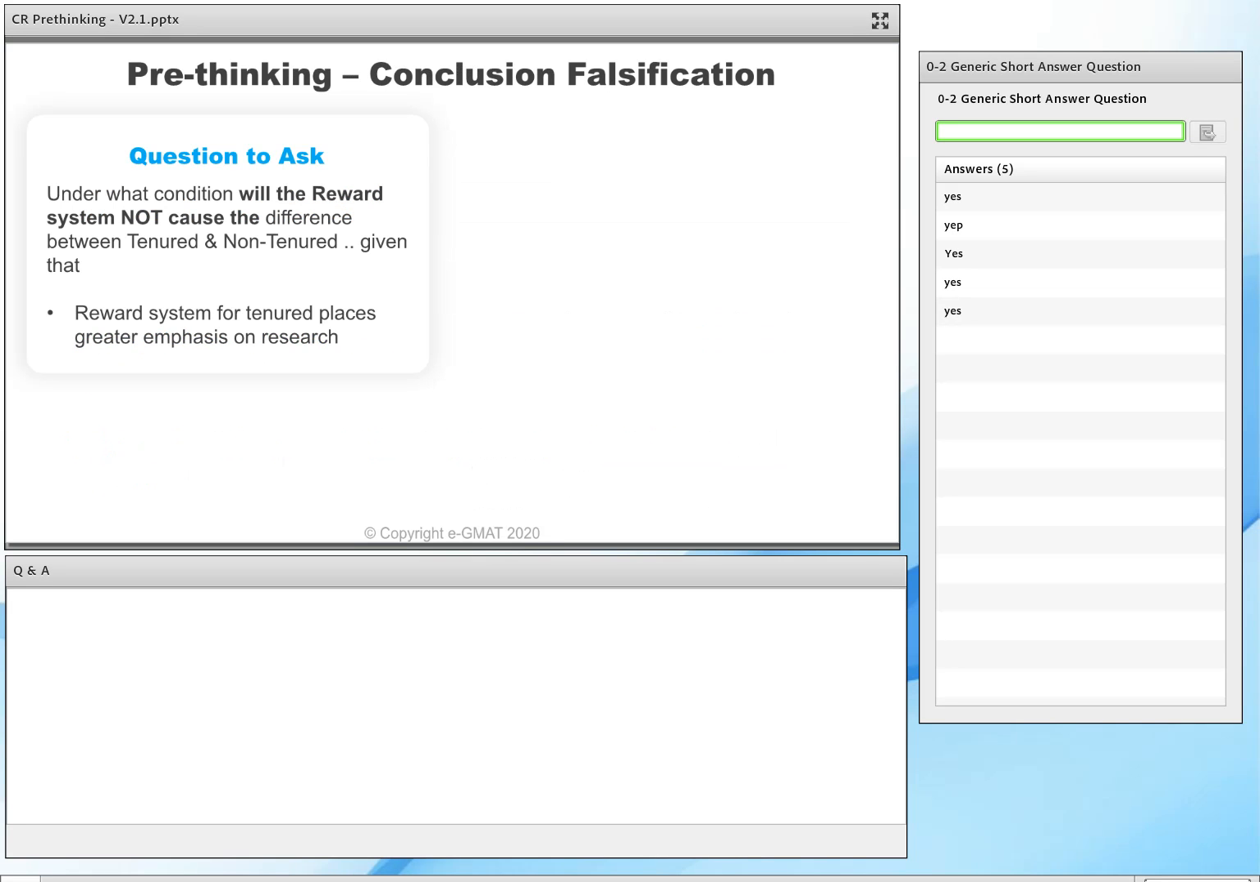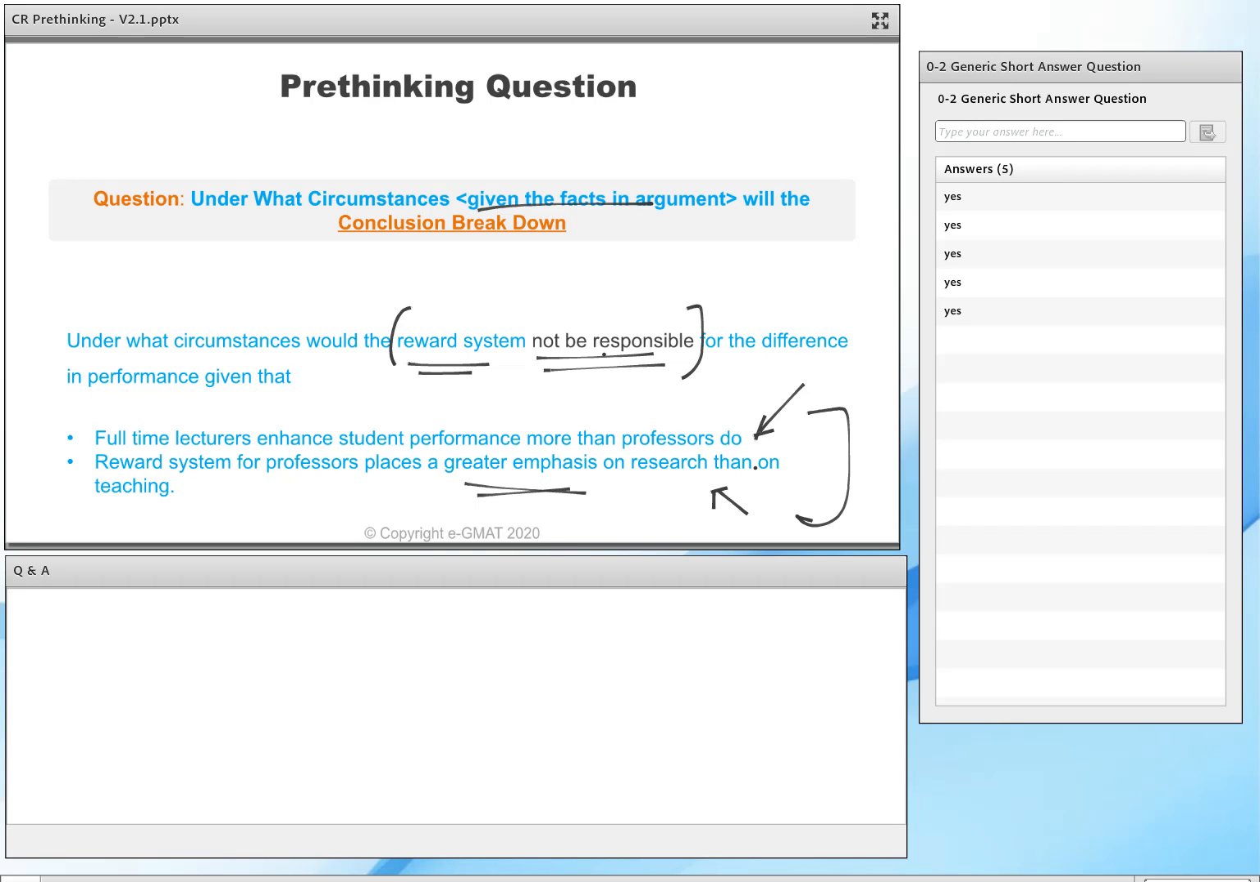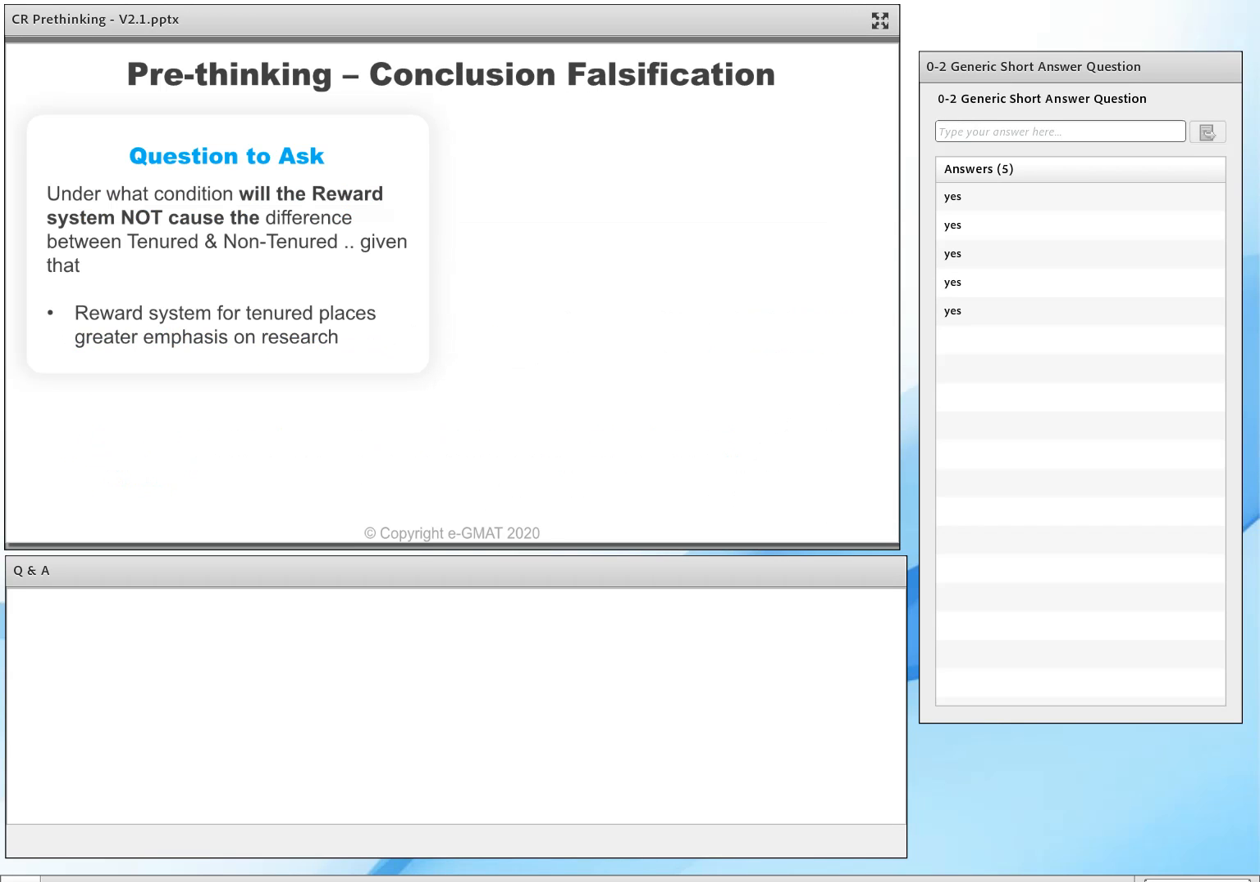Okay, so here is the question. Can you guys see the falsification question and how this translates to the piece at the bottom in the context of the argument? Under what circumstances, given the facts in the argument, these are the facts in the argument, will the conclusion break down? Okay, under what circumstances would you not blame the reward system? Can you see how this translates into this? Yes, no? Okay, one person says yes. A few more, good. All right.